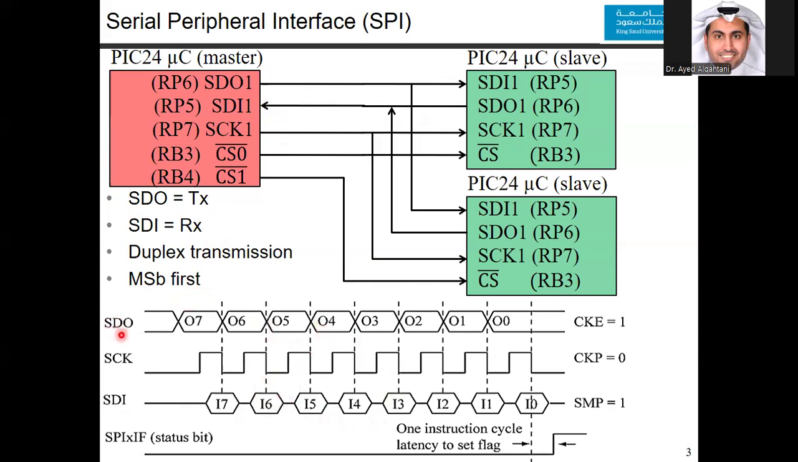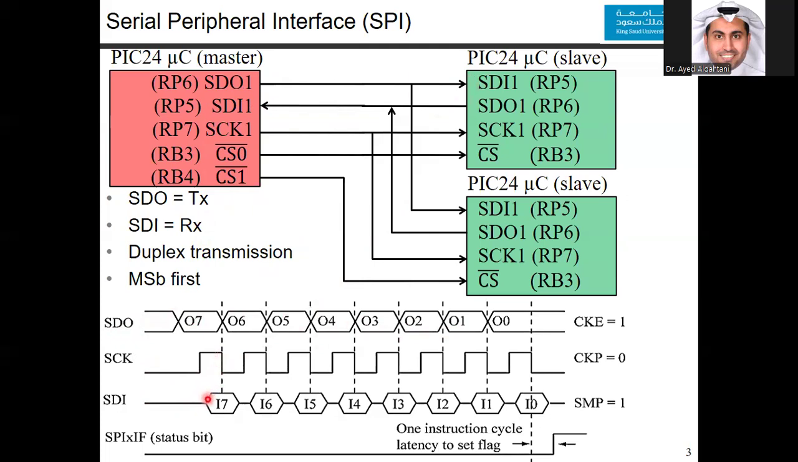You have an SDO, and you send the most significant bit, output 7, followed by 6, 5, 4, 3, 2, and 1. And now you have 0, and the total is 8 bits. And you can see the clock this way. You are clocking each one of the outputs. Now for the inputs, this output is the output that comes from the master. And this input is the input received by one of the slaves, let's say this one.